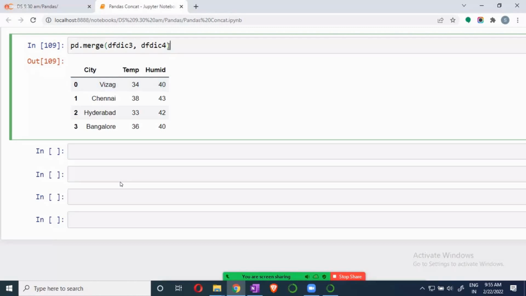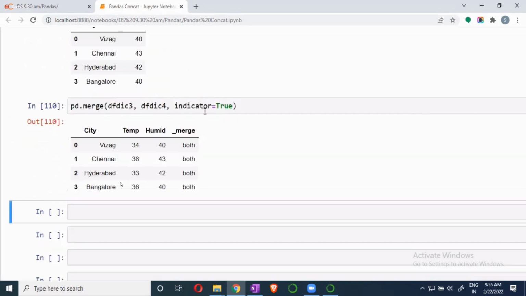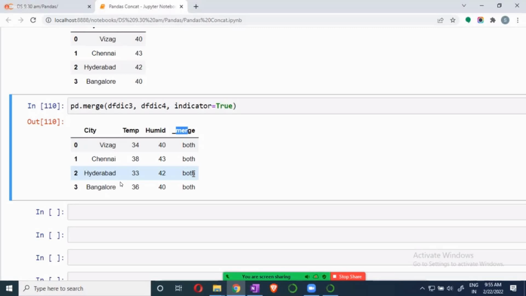So you will use something called an indicator over here. If you make this indicator true, it will give us the indicator column. This indicates where that value is coming from. Now, leave the common ones. In this, the temperature and humidity are coming from both. For Chennai, the temperature and humidity are coming from both. Like this you are going to see.